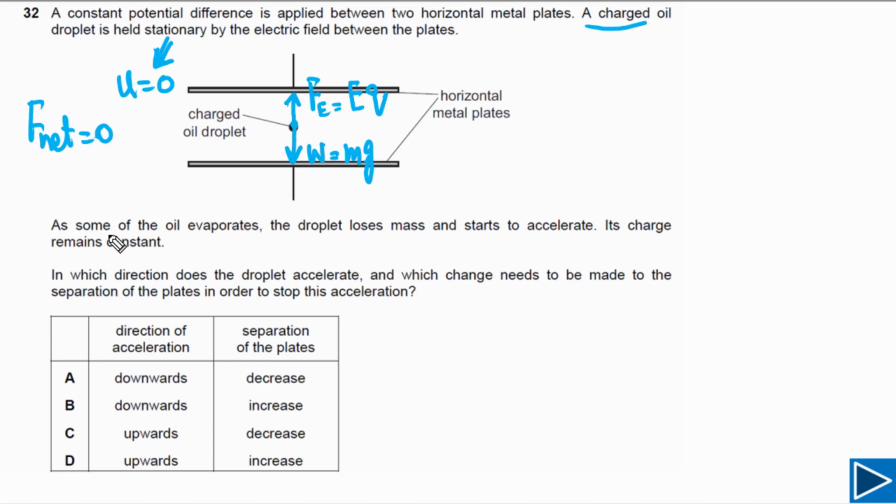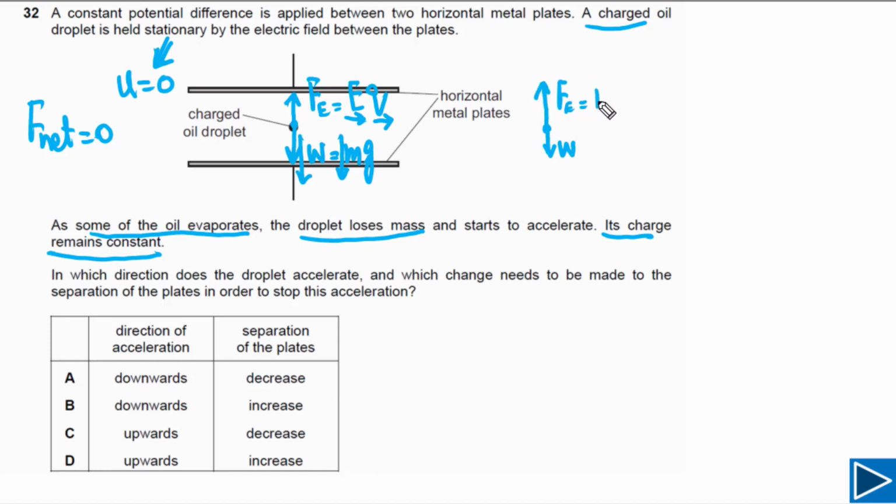It is also given to us that some of the oil evaporates, so the droplet loses mass. If the mass of the droplet decreases, it means weight will decrease. So we can redraw this free body diagram. Weight W decreases, but it is given that its charge remains constant. As Q remains constant, E is also constant. It means the electrical force remains constant. So in this case, the electrical force is greater than the weight now.